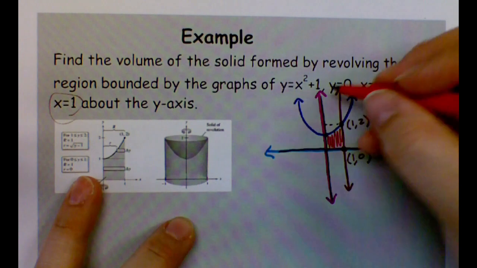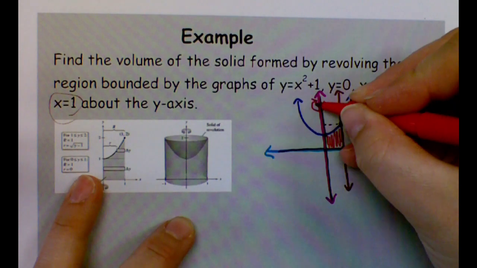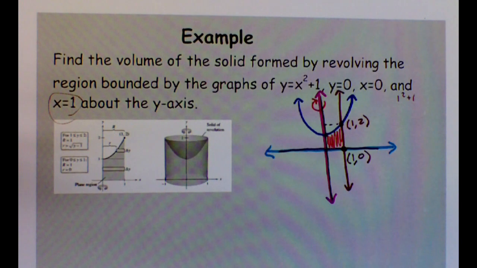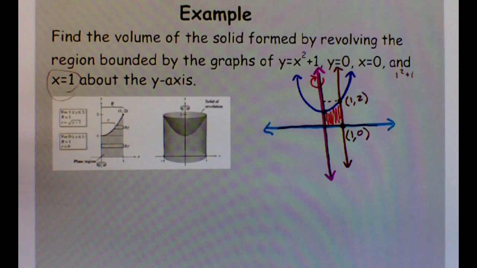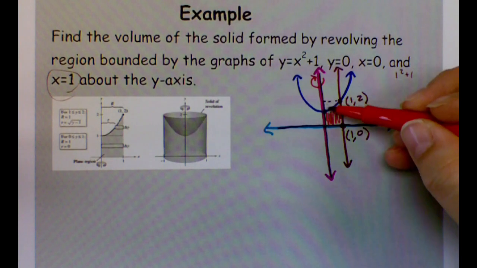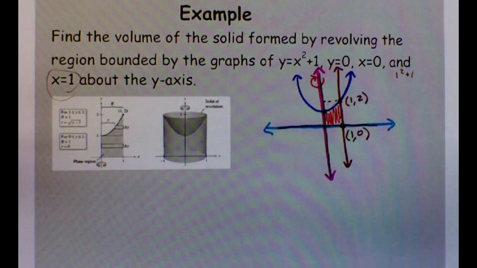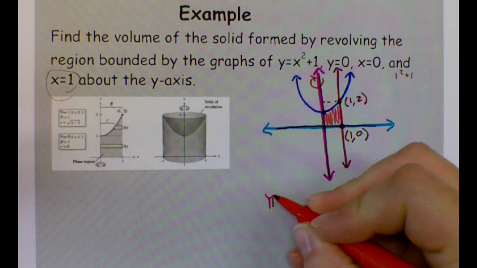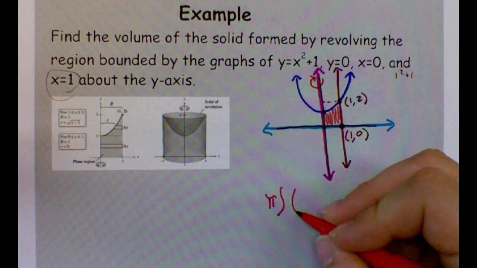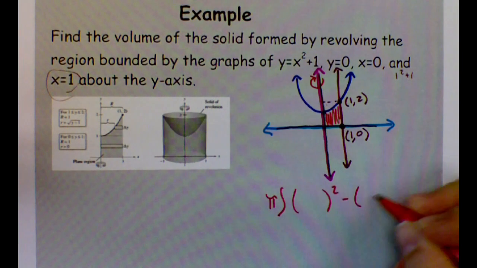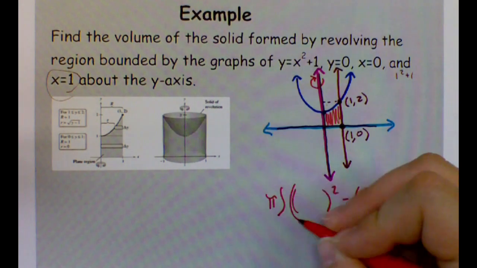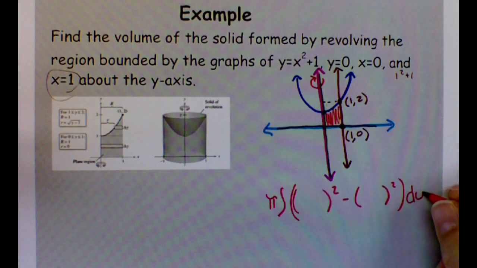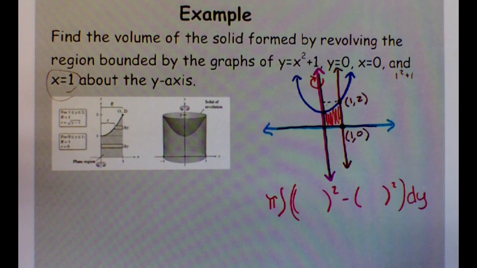We're going to take that and rotate it around the y-axis, which means we're integrating with respect to y. When we find the volume of something with a hole in it, because we're missing this piece right here, we take the outer function minus the inner function. We take pi times our integral of the outer function squared minus the inner function squared. And in this case, it'll be dy because we're going about the y-axis.